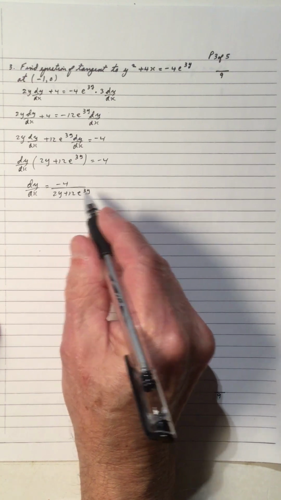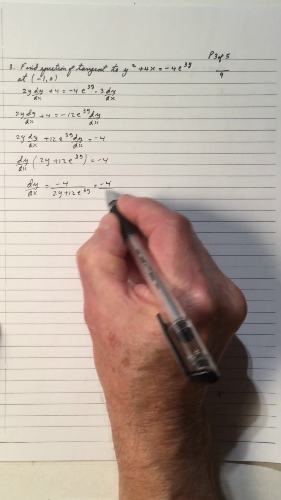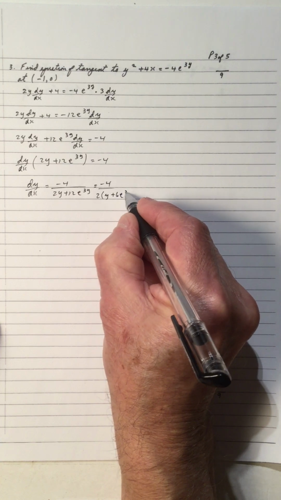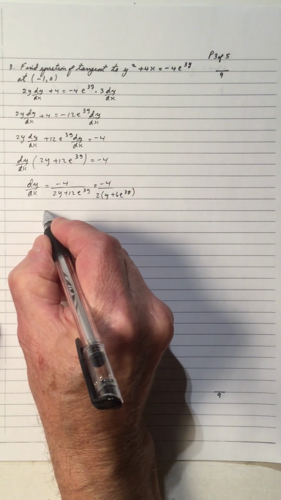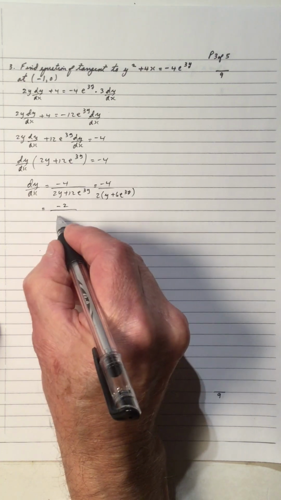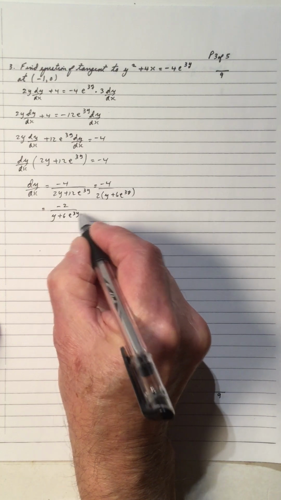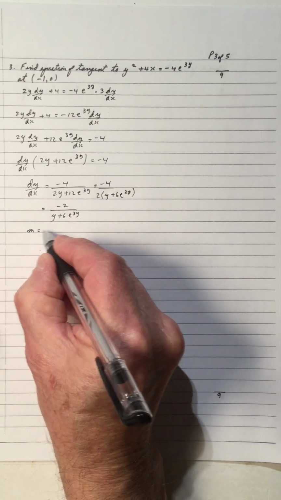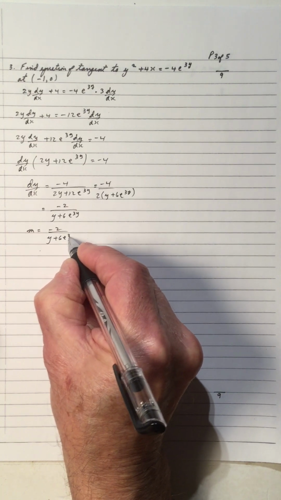And we can simplify this, because if you simplify it, you make it easier. We get 2 as a common factor, so we take 2 out. When we take it out, 2 divided into negative 4 is negative 2, all over y plus 6e to the 3y. So the derivative is the slope of the tangent, so that means the slope of the tangent is negative 2 over y plus 6e to the 3y.